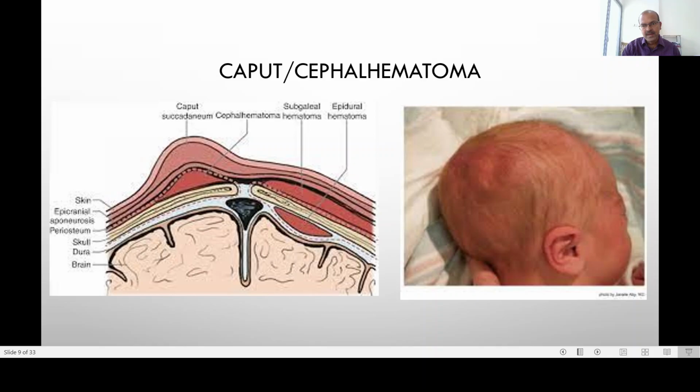It slowly organizes itself around the edges. It may feel firm, and in the center it continues to feel boggy, and then it becomes firm, a small nodule-like thing after the blood clot organizes.